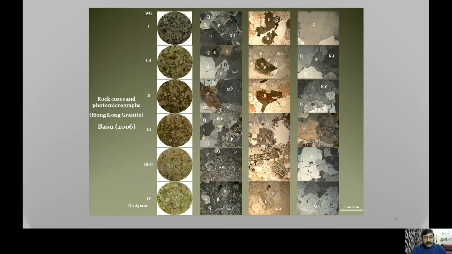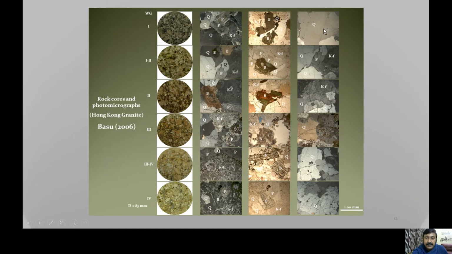The corresponding photomicrographs show how the deterioration of the material is taking place. First, this particular column shows the general view of the thin sections. The second column is focusing on the changes of the biotite grain as the weathering intensifies. The biotite is becoming more and more chloritized, as you can see here. And when the grade is very high, only biotite grain skeletons are present.